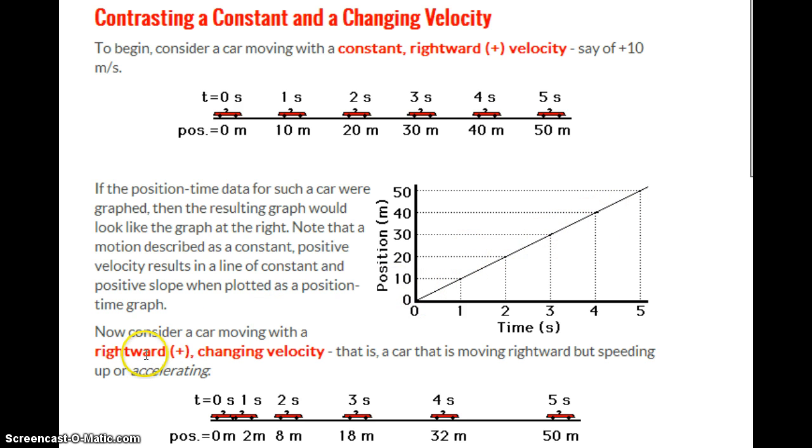But let's consider a car that's moving with a rightward, a positive changing velocity. That is a car that's moving rightward but is speeding up, or accelerating. Remember in class we identified that acceleration means it's changing its speed. In this case it is speeding up as it's moving to the right. So in my scenario, the car is traveling to the right and speeding up, so it's covering a greater distance, or a greater position, in the same unit of time per second. You'll notice it's covering more area in each unit of time.